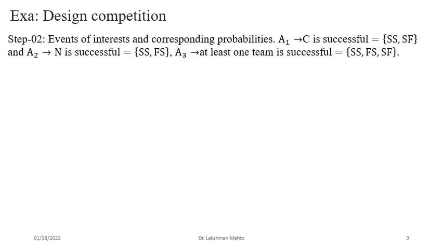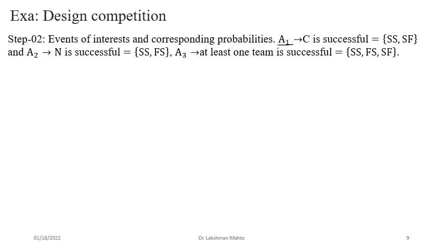Next we have to design the events of interest, and come up with the probability of each outcome as well. The first event of interest is that C is successful, which we denote by A1. C is successful when both teams are successful, SS, so by default C is successful. When SF is there, in this case also C is successful.